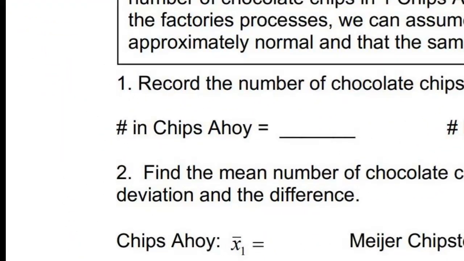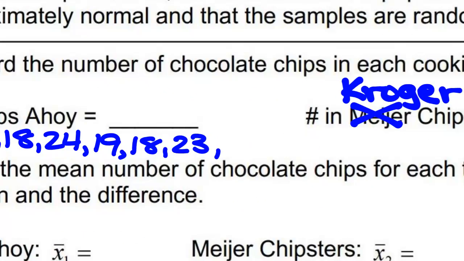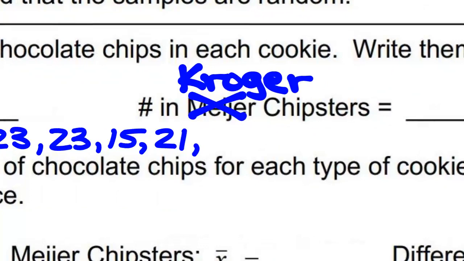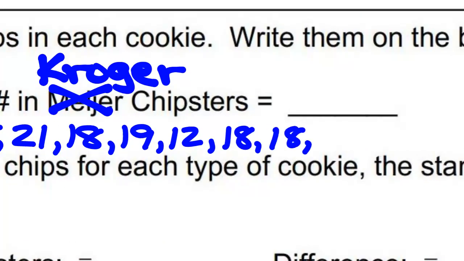All right. So I'm just going to kind of move down the rows. Chips Ahoy. How much? 21. B. Kroger. Or not Kroger, Chips Ahoy. 24. Maya. 19. 18. 21. Did you count your chips? 12. 18. 18. 21. All right.